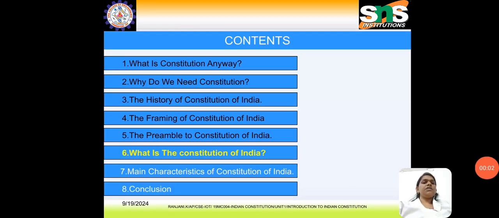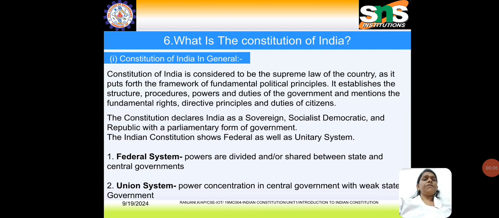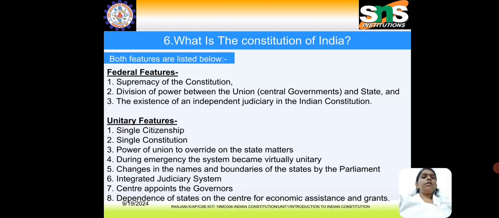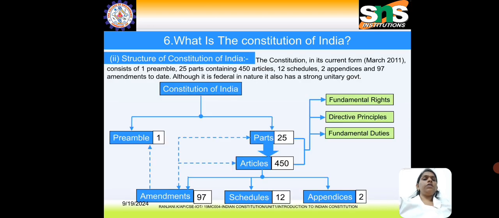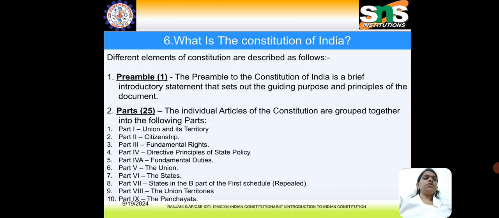Hi students, in the previous class we saw what the Constitution of India is, what the federal and union systems are, how powers are divided between the states and the central government, and what the fundamental rights, directive principles and duties of a citizen are. We also saw the federal features and union features, the basic structure of the Indian Constitution, and its different elements.